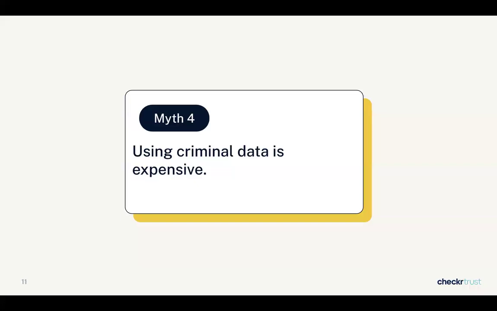So let's move on to myth number 4. Using criminal data is expensive. Now, traditional background checks can be quite expensive. So again, if we were talking about some of those regulated use cases where they're making a hiring decision or a tenant decision or underwriting decision, depending on really the granularity and how extensive those reports are, background checks can range from $20 to $150 per report.